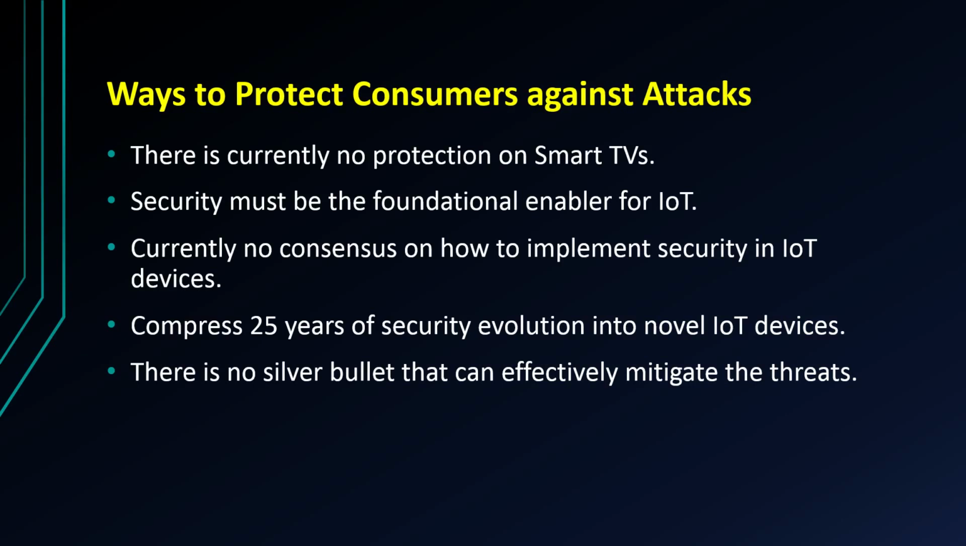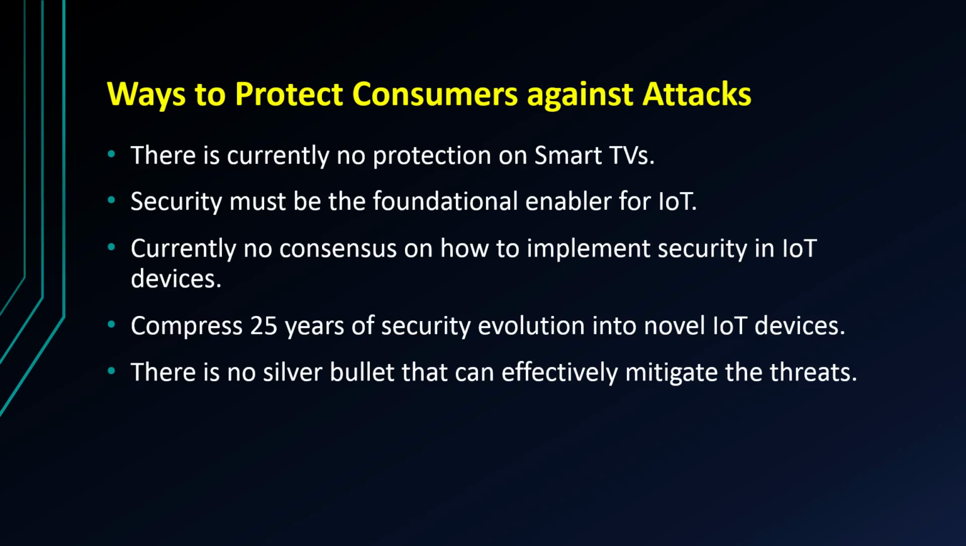Now, ways to protect consumers against attacks. There's currently no protection on smart TVs. Some companies like Samsung claim to have security, but it has been revealed within a few articles that they do not. Security must be the foundational enabler for IoT. It must be a priority at the start of any project to protect people's privacy and information. Companies need to reevaluate what they are producing and consider if it needs security from the beginning.